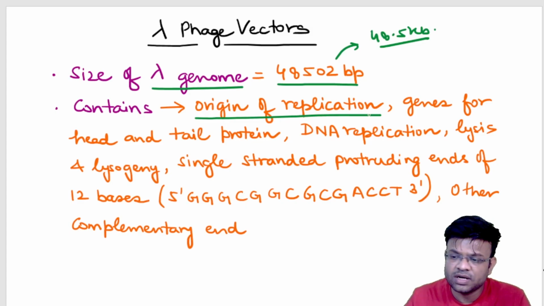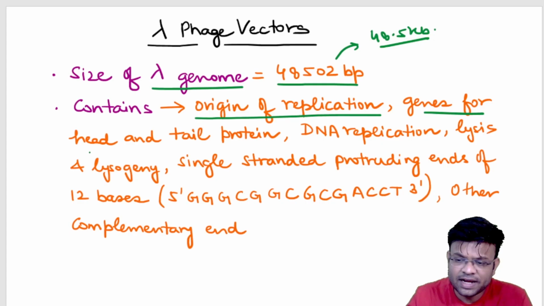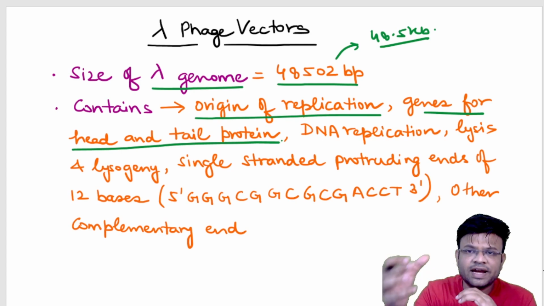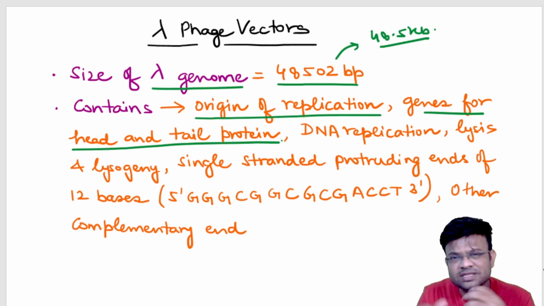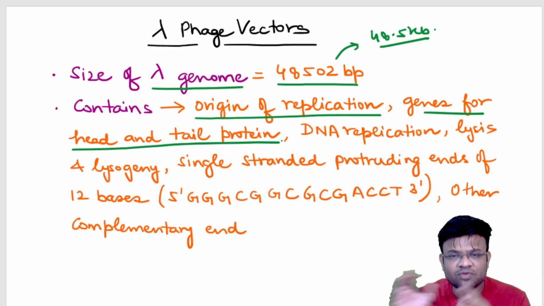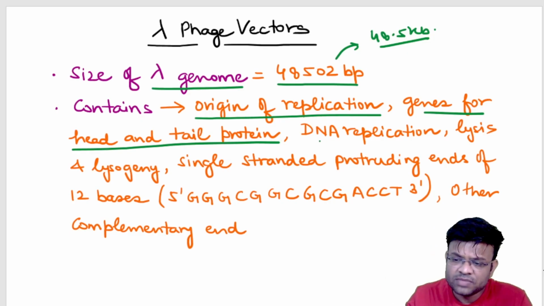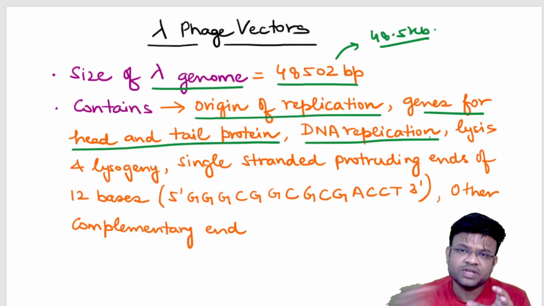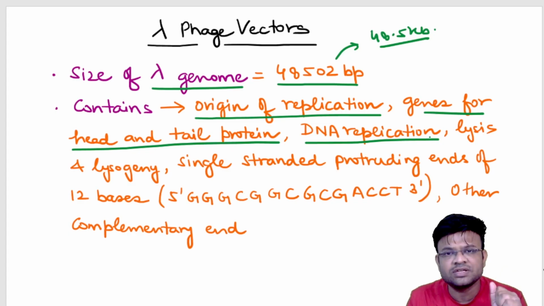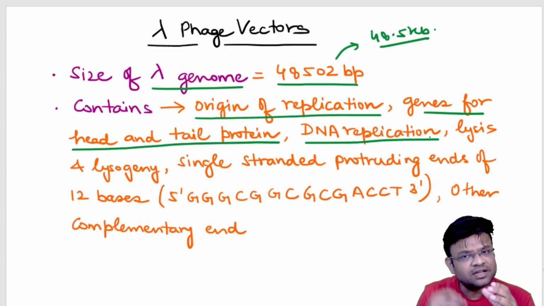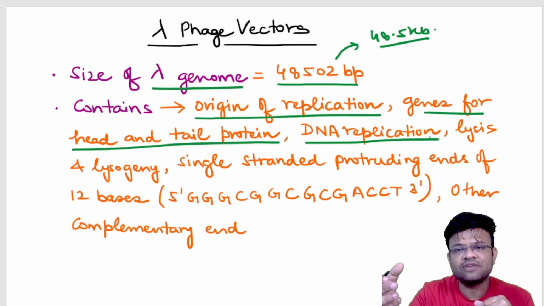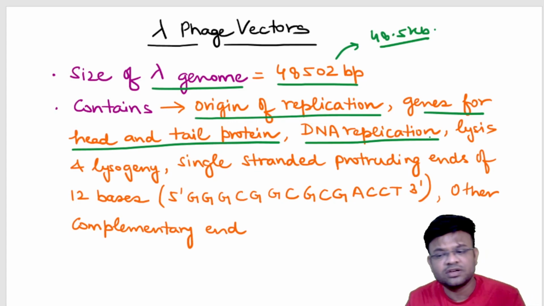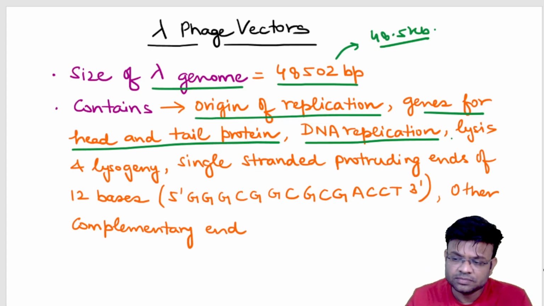Next is genes for head and tail protein. I would be showing you with the help of a diagram what a head and a tail are, and the proteins that are required for synthesizing the head and the tail. We would be going through that also. Apart from that, the genes that are required for DNA replication are also present inside the genome of the lambda phage. Obviously, when the genome of the lambda phage enters inside the bacteria, it has to undergo replication, it has to make its copy. Therefore, DNA replication genes are present.